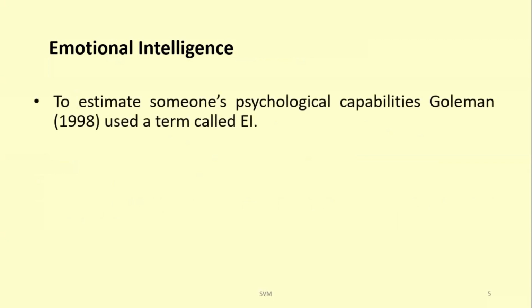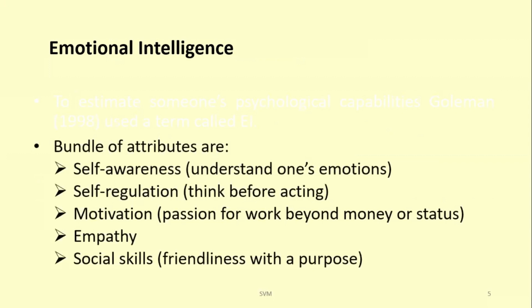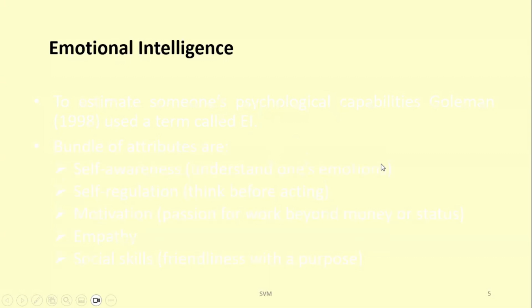So next is emotional intelligence. To estimate someone's psychological capabilities, Goleman in 1998 used a term called emotional intelligence. So what are the attributes? A bundle of attributes: self-awareness, to understand one's emotions; then self-regulation, which means think before acting; motivation, passion for work beyond money or status; empathy; and social skills, which means friendliness with a purpose. So these are some of the attributes of emotional intelligence.